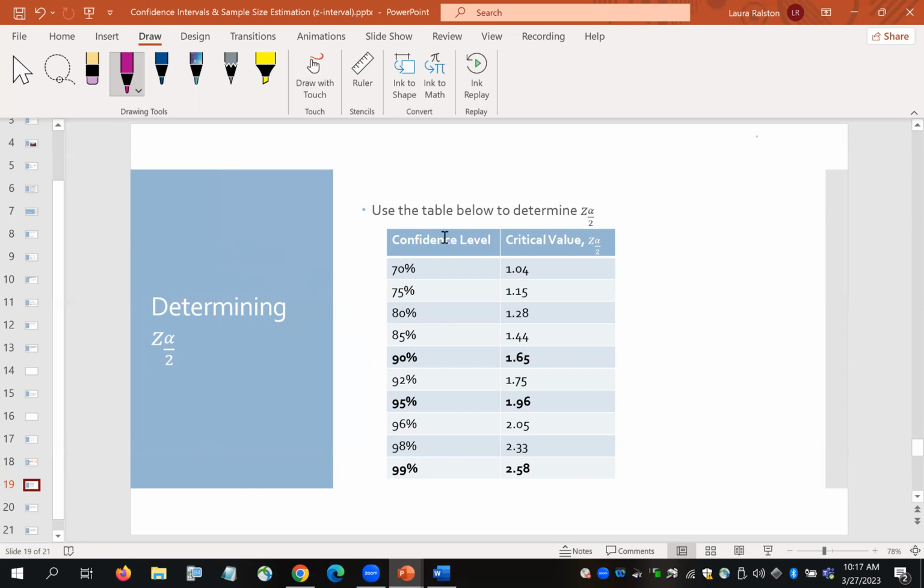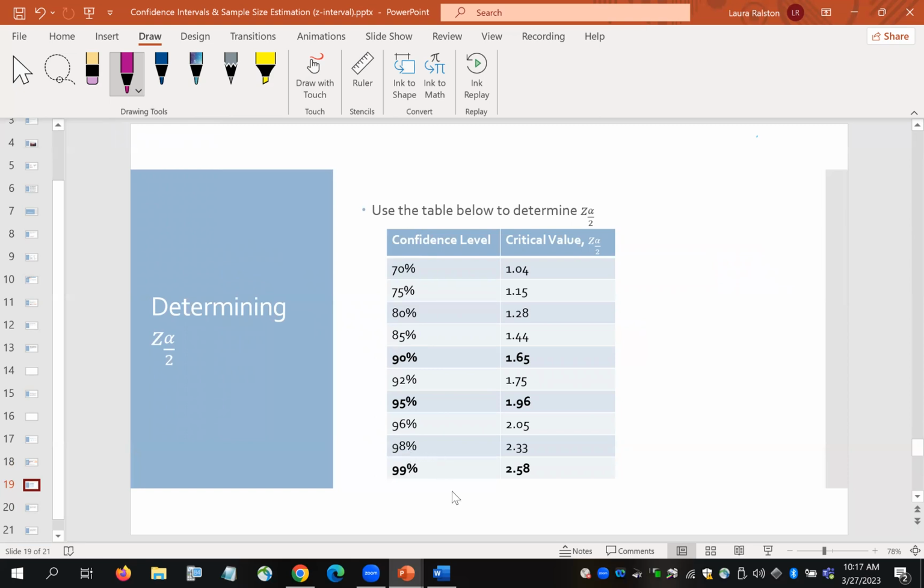Basically, you would find your confidence level in the left-hand column, and the critical value from the Z table, the normal distribution, is given. The ones that are bolded, 90, 95, and 99%, are probably the three that are used the most. But we could do any confidence level.